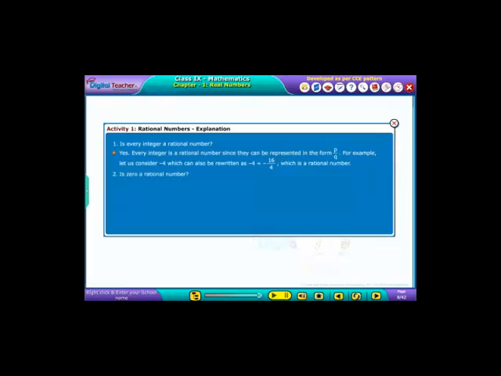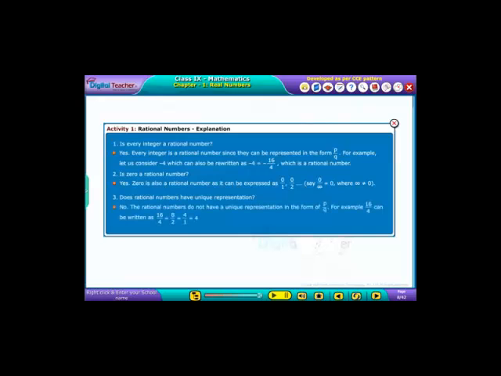2. Is 0 a rational number? Yes. 0 is also a rational number, as it can be expressed as 0 by 1, 0 by 2, and so on. Say 0 by q is equal to 0, where q not equal to 0. 3. Do rational numbers have unique representation? No. The rational numbers do not have a unique representation in the form of p by q. For example, 16 by 4 can be written as shown.